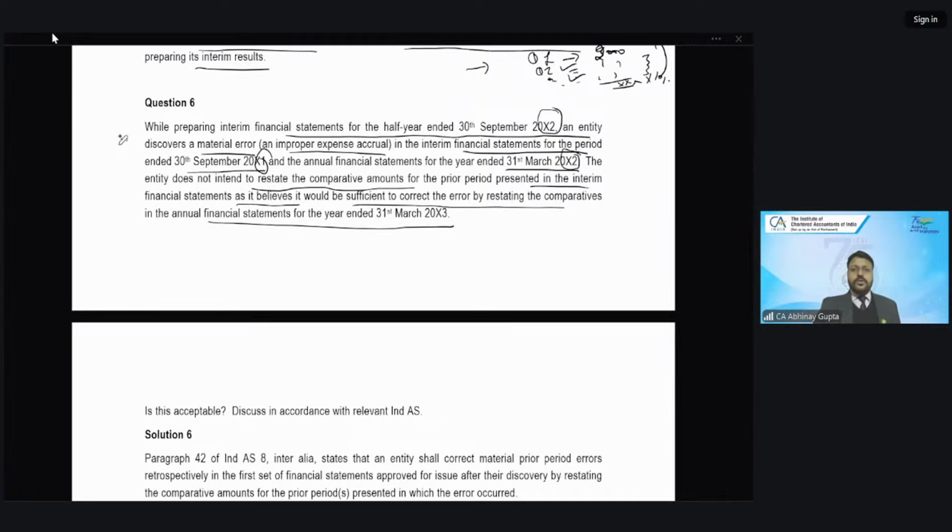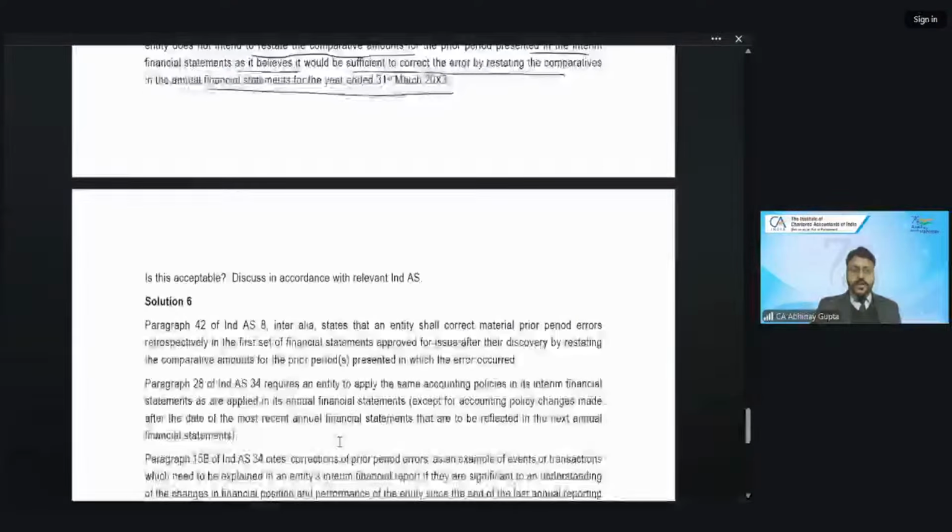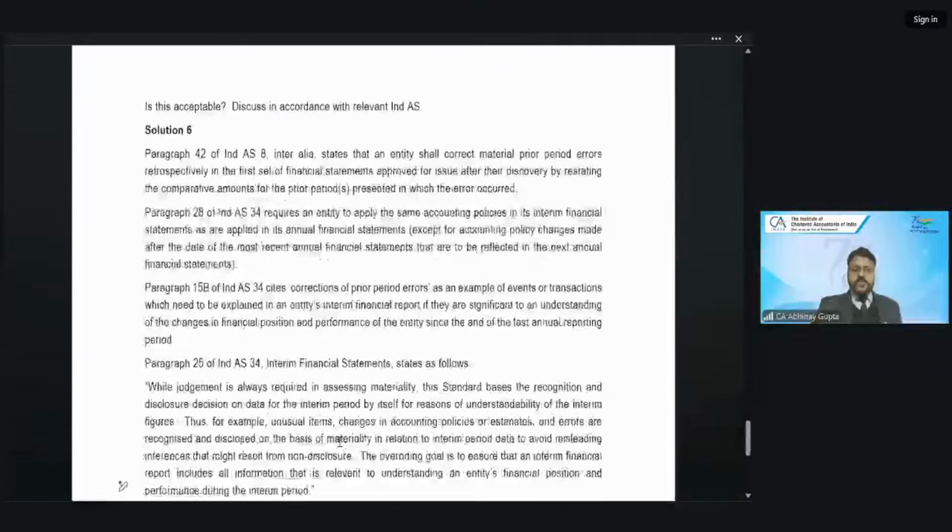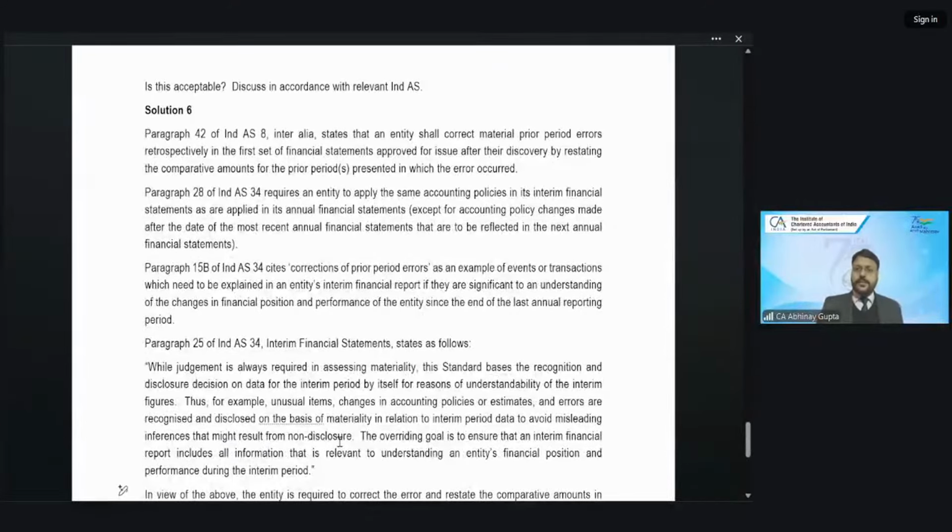So what is the management supposed to do here? Management will correct the error while preparing the half yearly financials itself. And again, it will give the disclosures for this correction, as well as in the annual financial statements, it will disclose the complete disclosures, right?